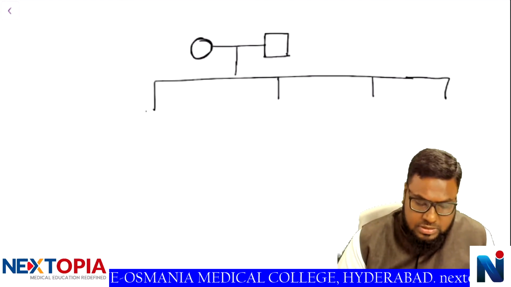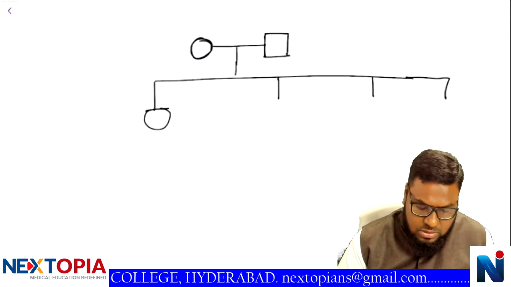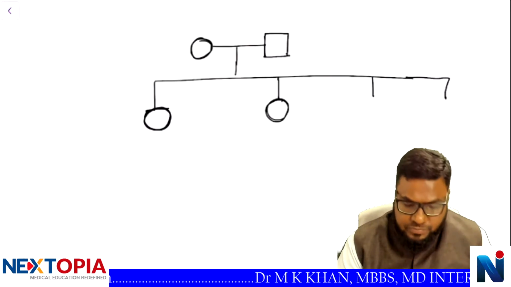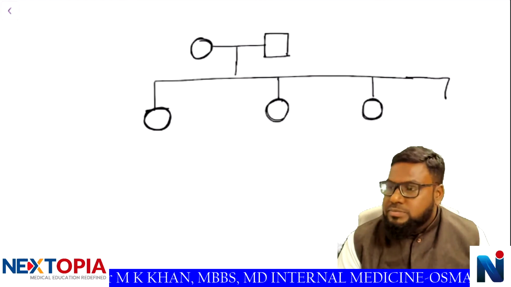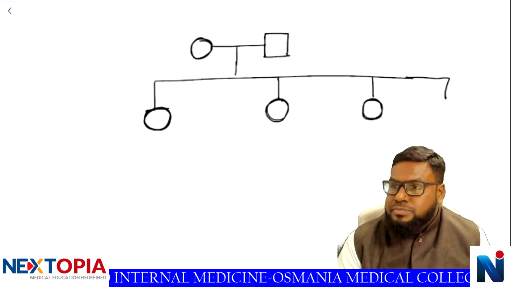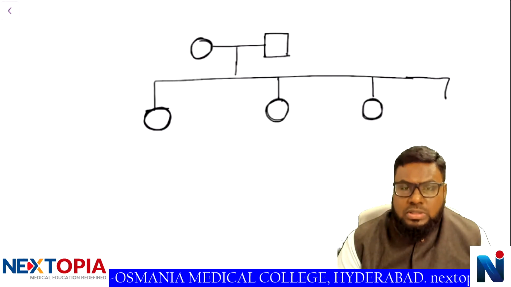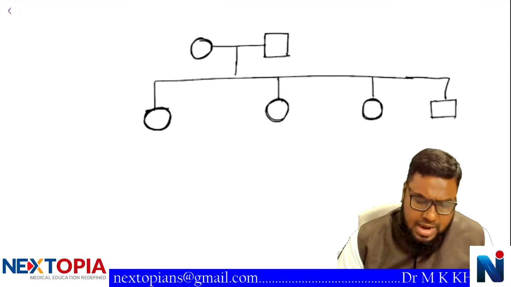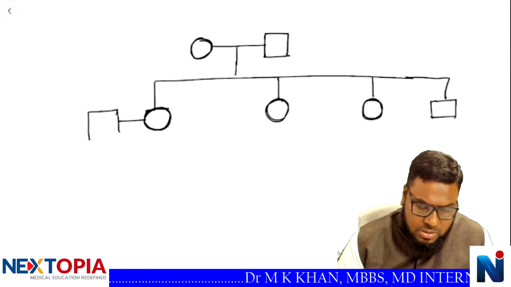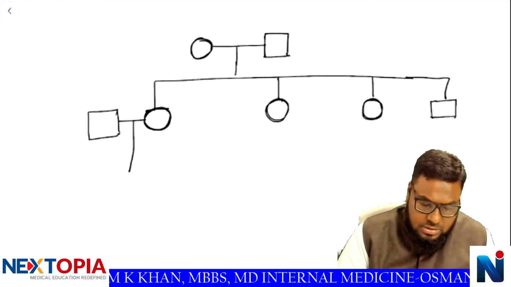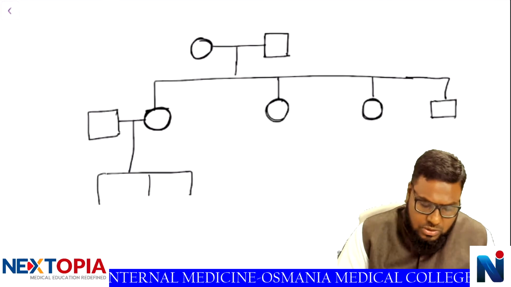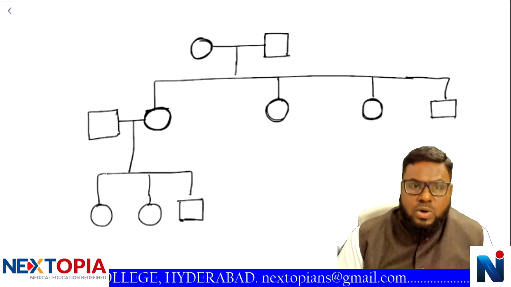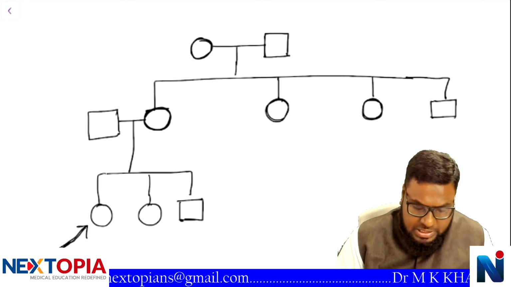Suppose the first child was a female child, the second child was also a female child, the third child also a female child, and then the fourth child was a male child, just as an example. And then again the first female child got married to a person, and she again has 3 children. 2 are females and 1 is male. And you are talking about the third generation, this female, your patient is this person.